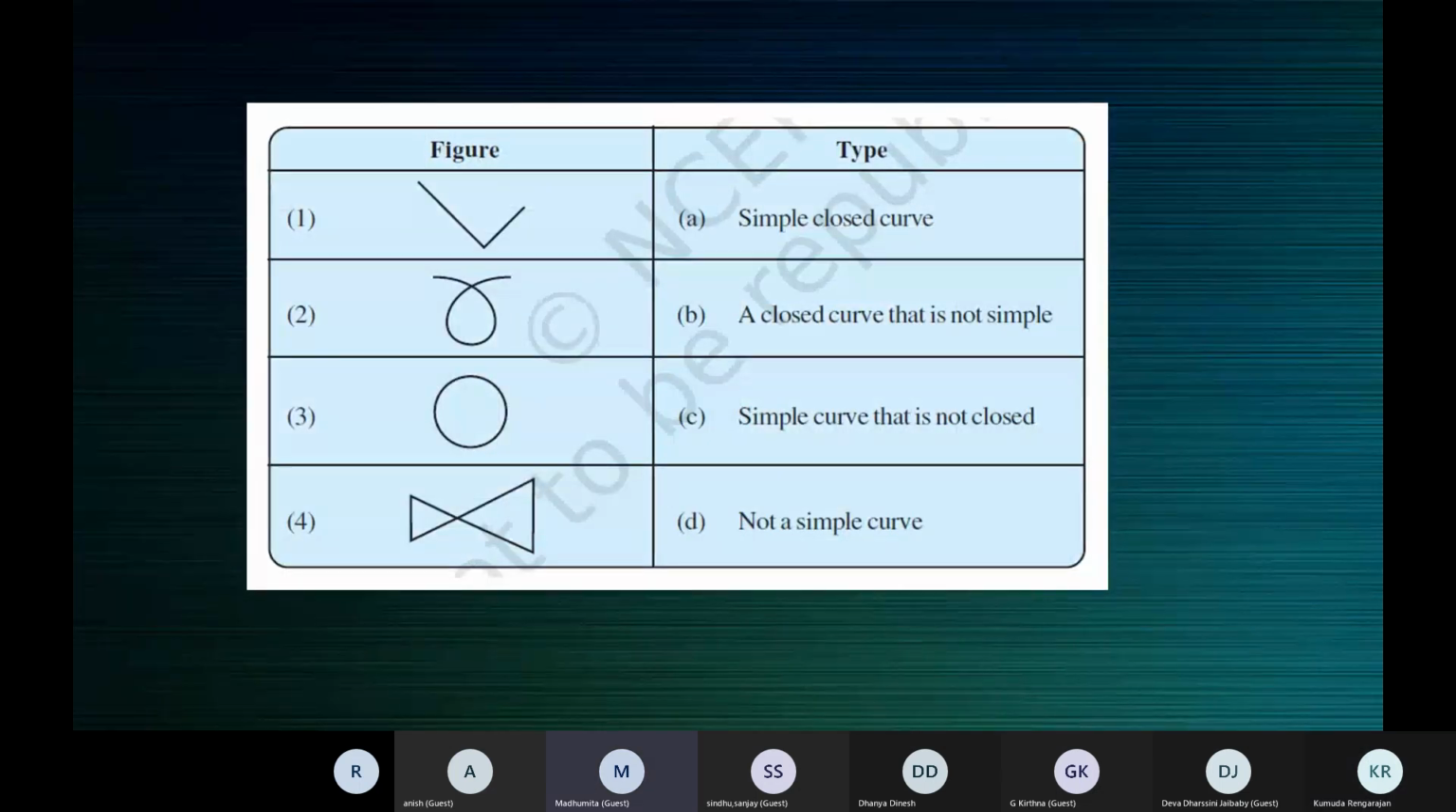Ma'am, when can we discuss the assignment answers? Yeah, what's the time now? Ma'am, 7:56. Yeah, okay, fine. Let's do that. Yes, what's your doubt, Madhumita? 1 minute, ma'am. Yeah.